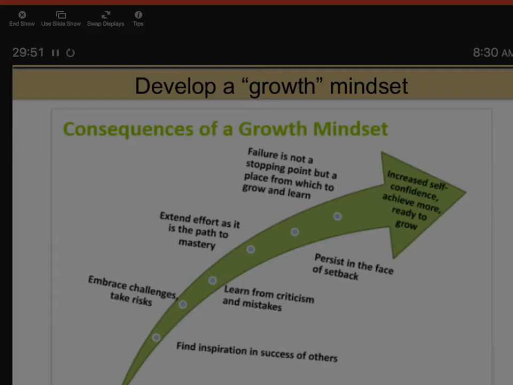I also want you to develop a growth mindset. I want you to understand that you can make it through difficult things. And if you come to my office hours and work through problems, right, you'll get better and better at this. And you can. It's not impossible.